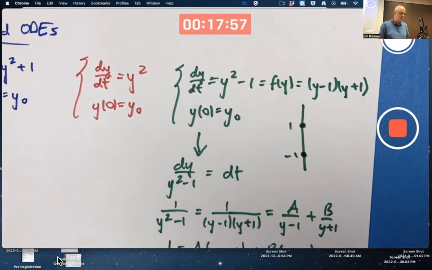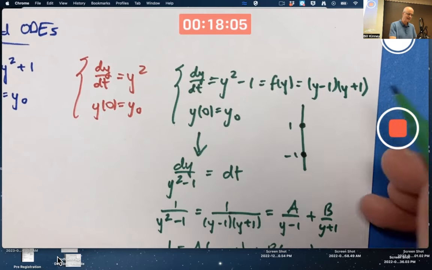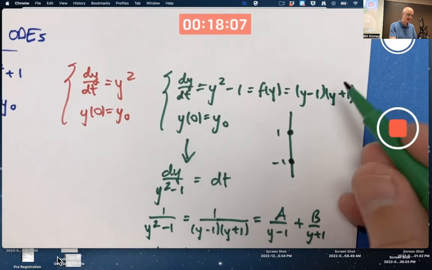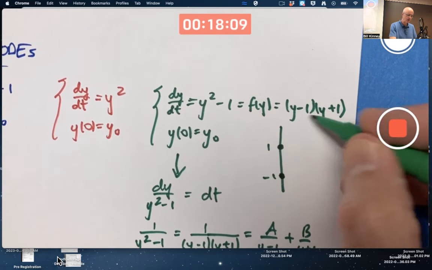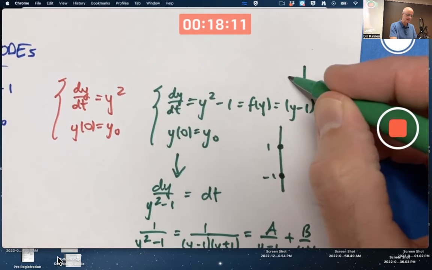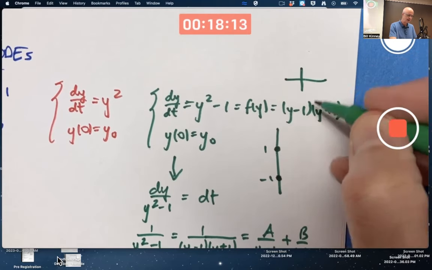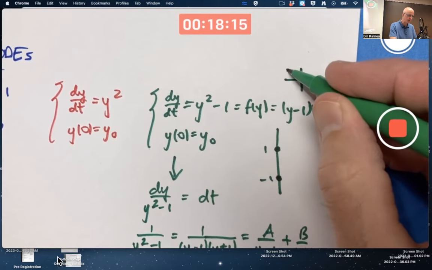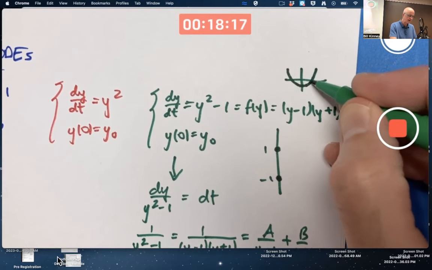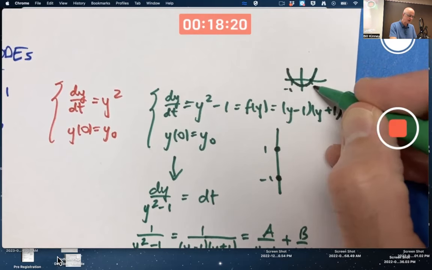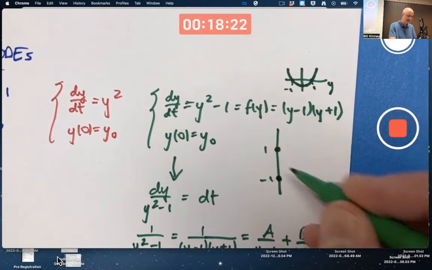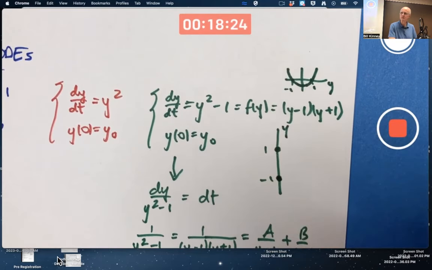What do you want to do for the rest of the phase line? You want to draw arrows indicating whether solutions are increasing or decreasing. How do you do that? Once again, think about this right-hand side function, and if it's helpful, and it often is helpful, draw its graph. I'll make just a little graph up here. It's a parabola opening upward with roots at 1 and negative 1. Here in this picture, the y-axis is horizontal. Down here in this picture, the y-axis is vertical.